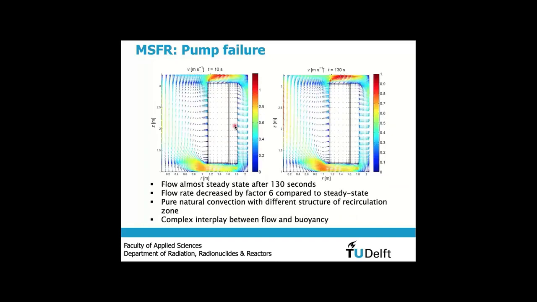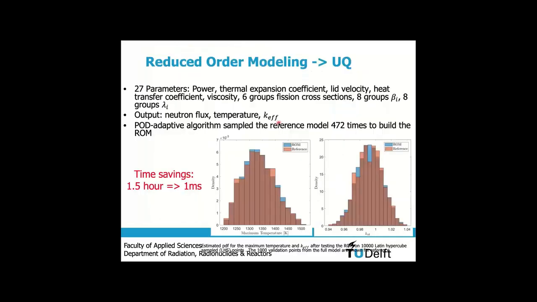Now, it turns out that in this particular case, after 130 seconds, you almost reach a steady state. And it is purely buoyancy. So gravity drives the flow up to a steady state. But the flow rate is much lower, about a factor 6 lower than it was when you had the pump still on. So it turns out this system can still be very safe on pure free convection alone. And so this is the kind of thing the multiphysics code is useful for, to tell you that result.